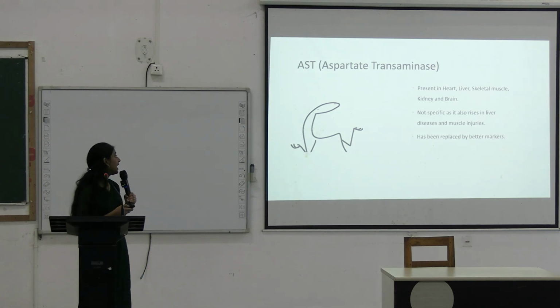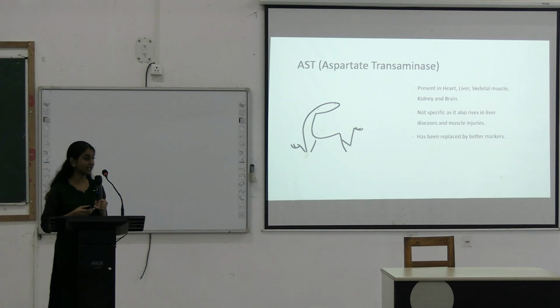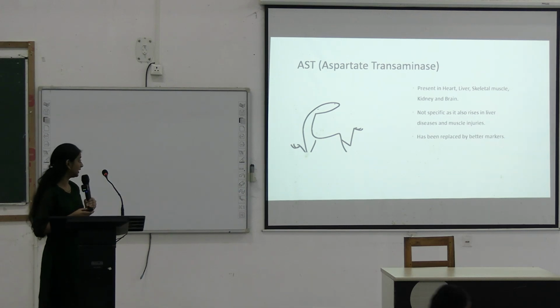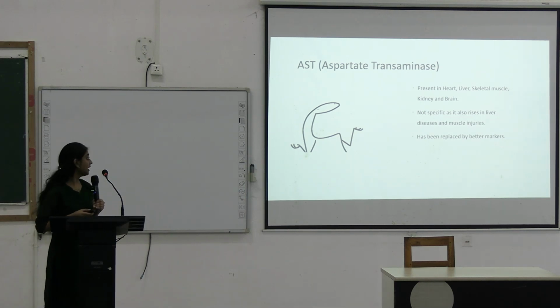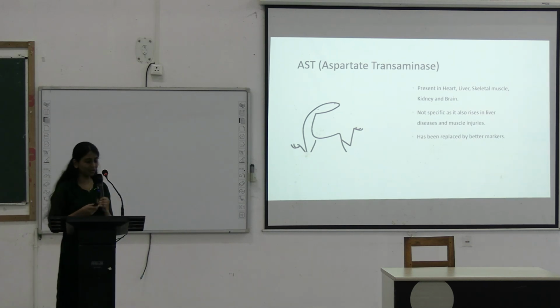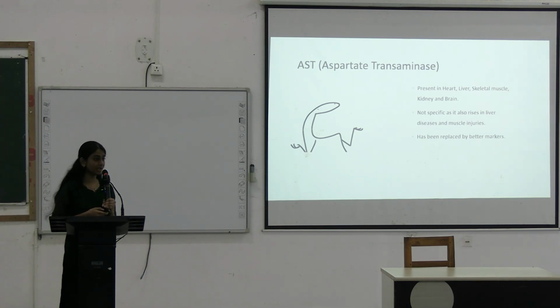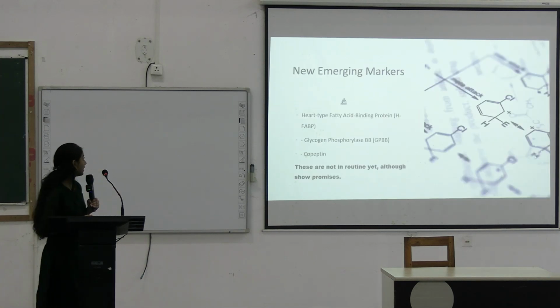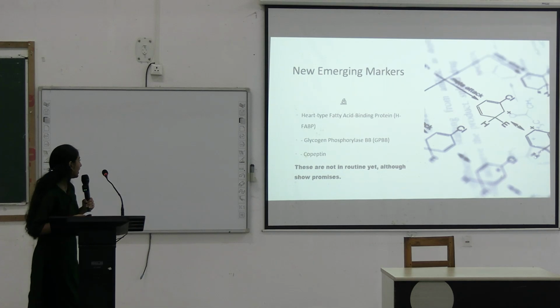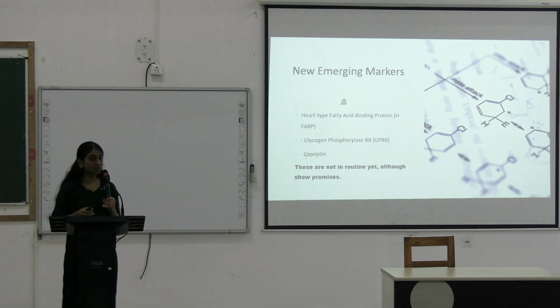Then we have AST, aspartate transaminase. It is also present in many tissues like the heart, kidney, liver, brain, and skeletal muscles. It is also not specific, as it also rises in liver diseases and other muscle injuries. It has also been replaced by several newer markers. Then we also have new emerging markers: heart-type fatty acid binding protein, glycogen phosphorylase BB, and copeptin. These are not being used routinely, but they do show promise.